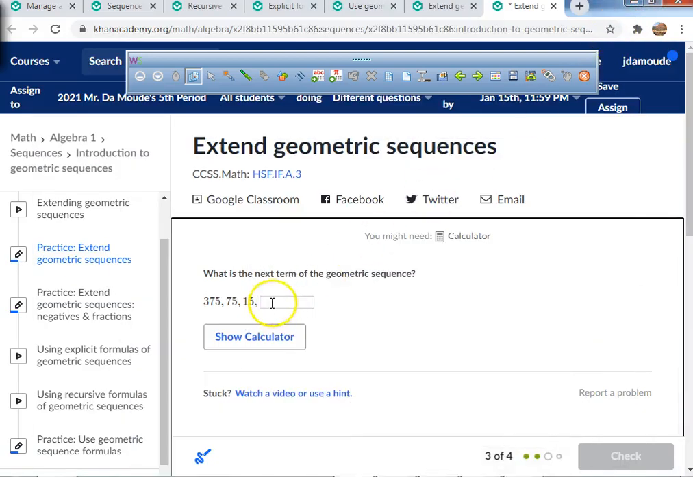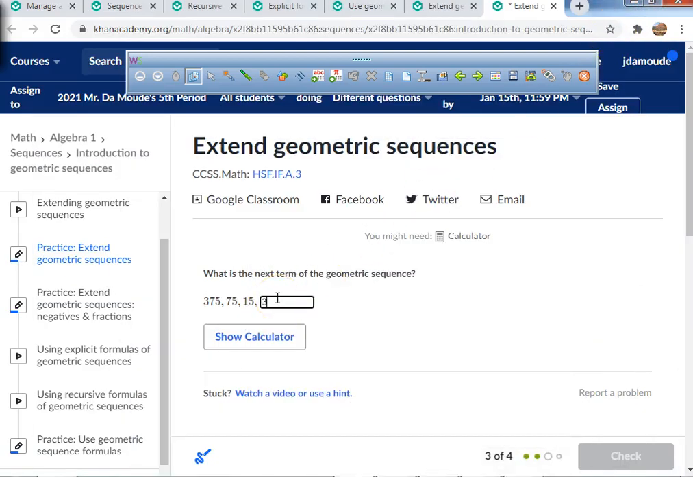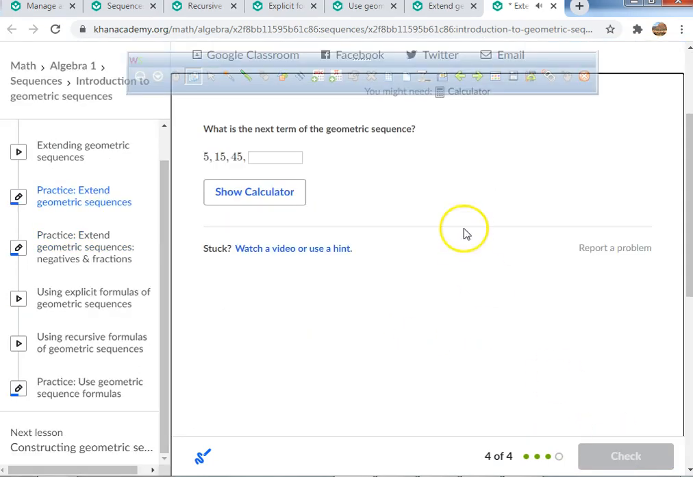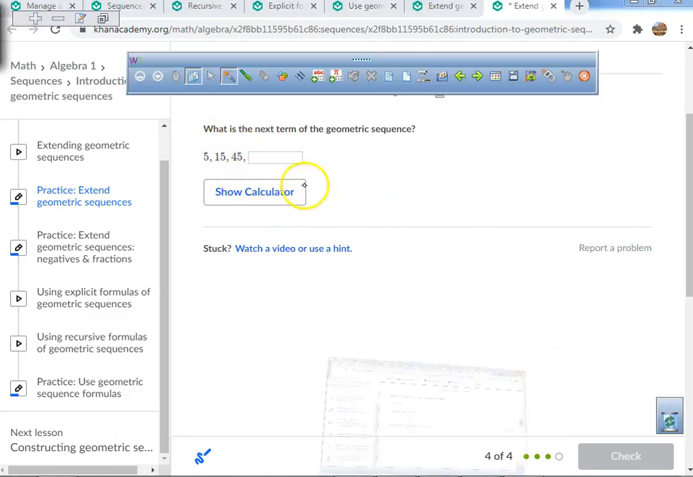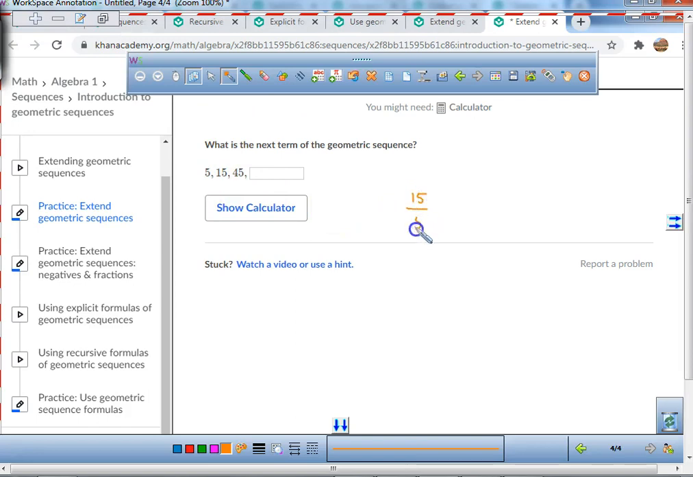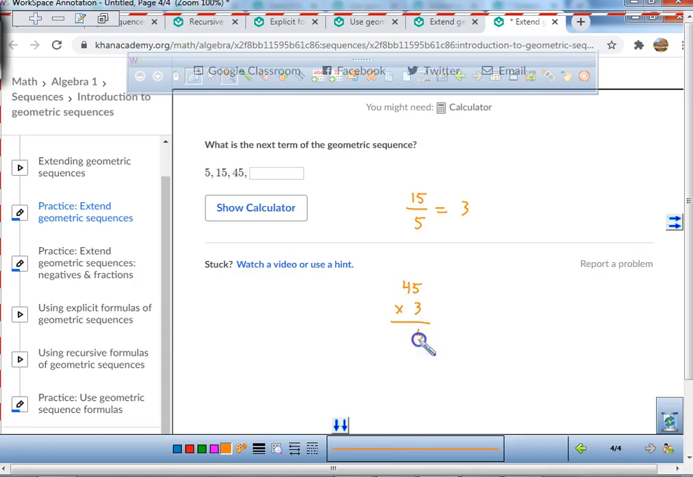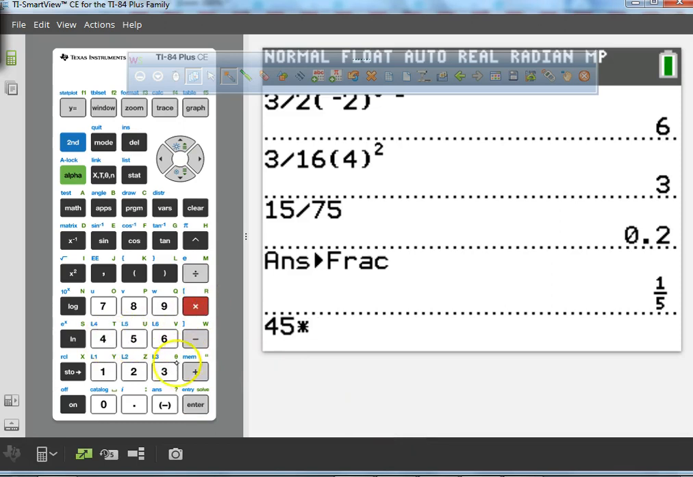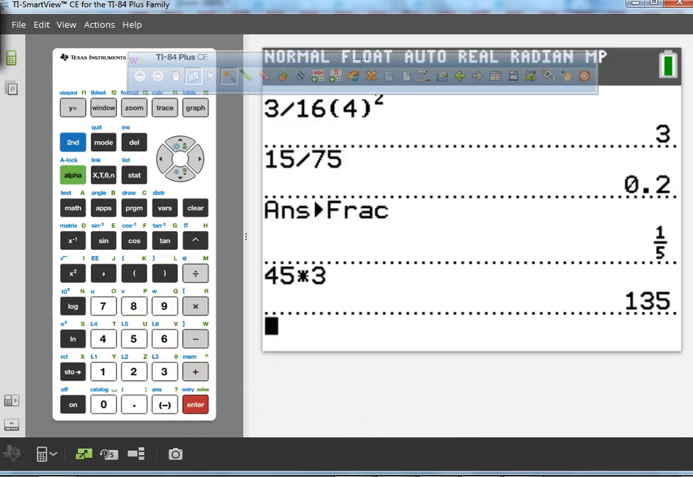Let's see here. Oh, this one's a little bit easier. You can kind of see what's happening. What's 15 divided by 5? 15 divided by 5 is 3. So all I've got to do is take 45 and multiply it by 3. 15, carry the 1. That's 12 plus 1 is 13. So 135. If you're using a calculator, you just put 45 times 3. Still get it.